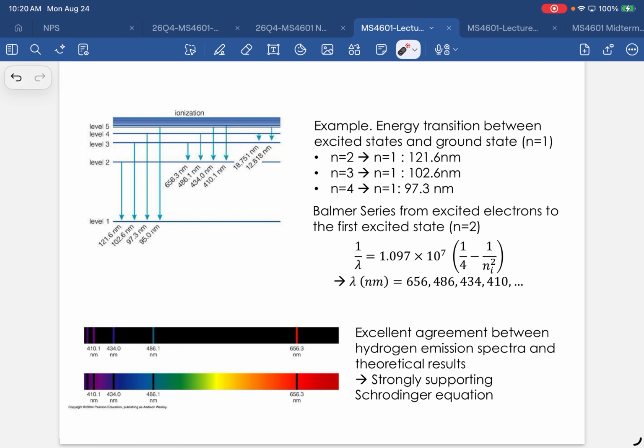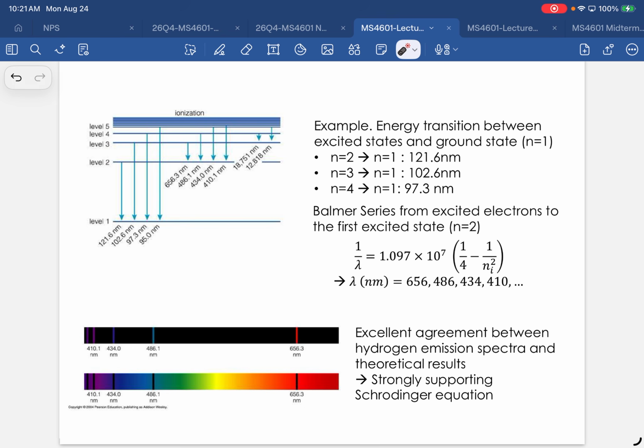Okay? For example, if you look at it here, between the ground state and any other excited states, those energy differences correspond to these wavelengths. Okay? And also, if we just focus on the first excited state and any other excited states, the wavelengths or frequencies correspond to this.